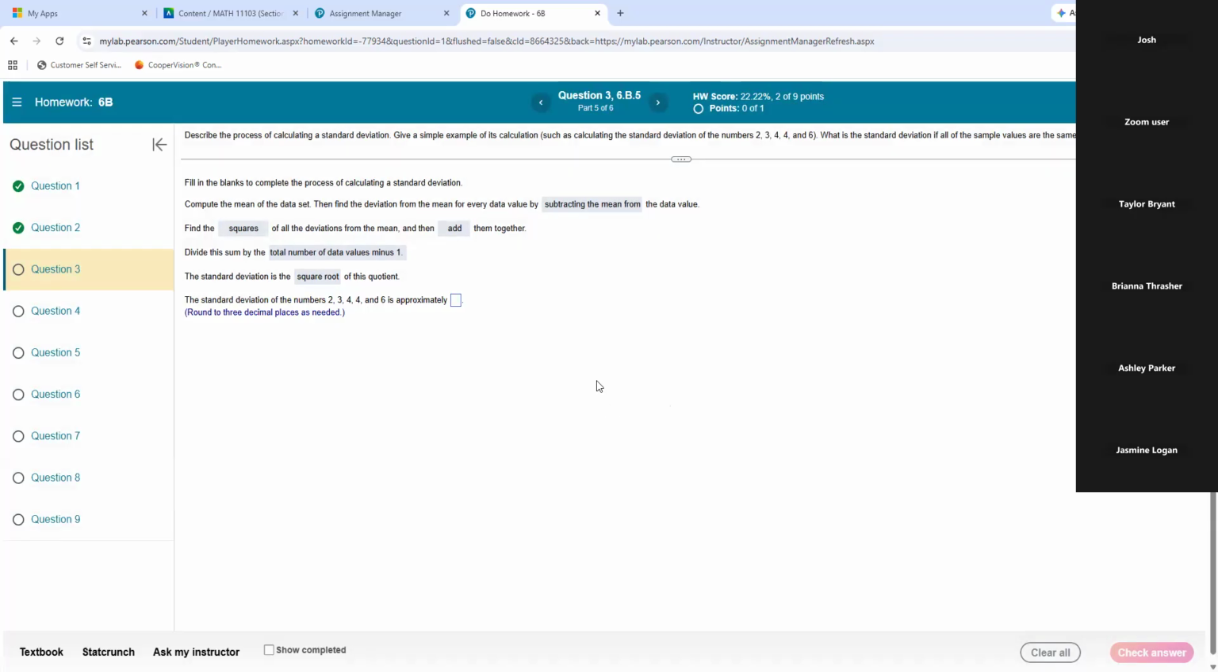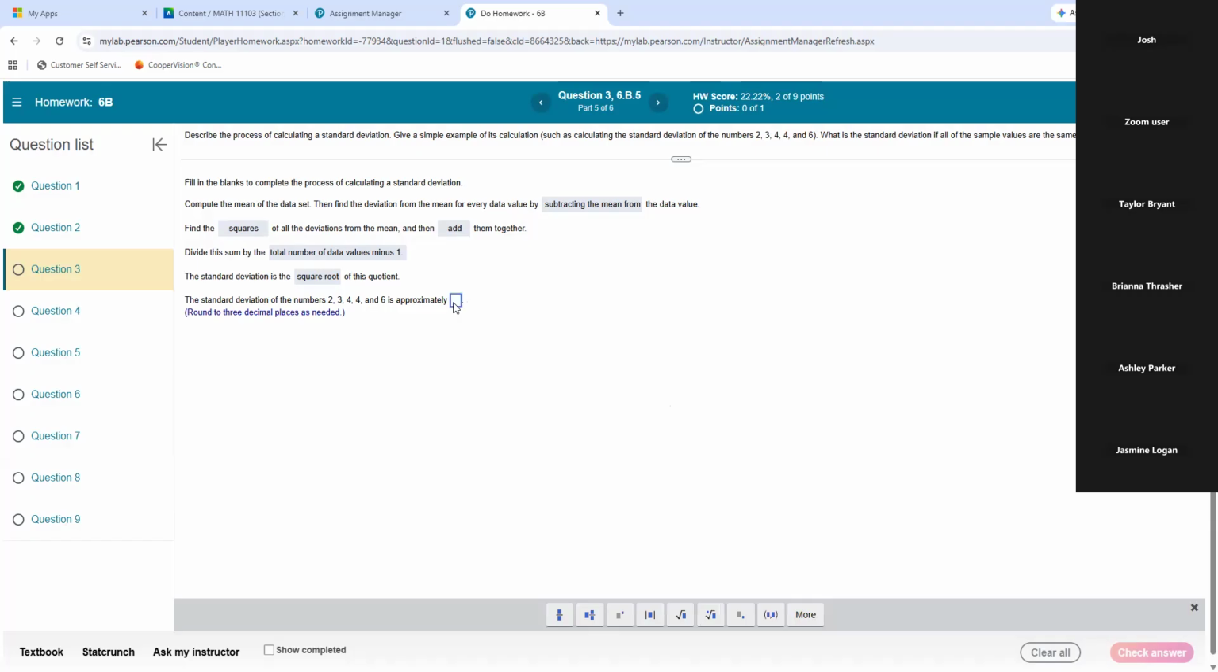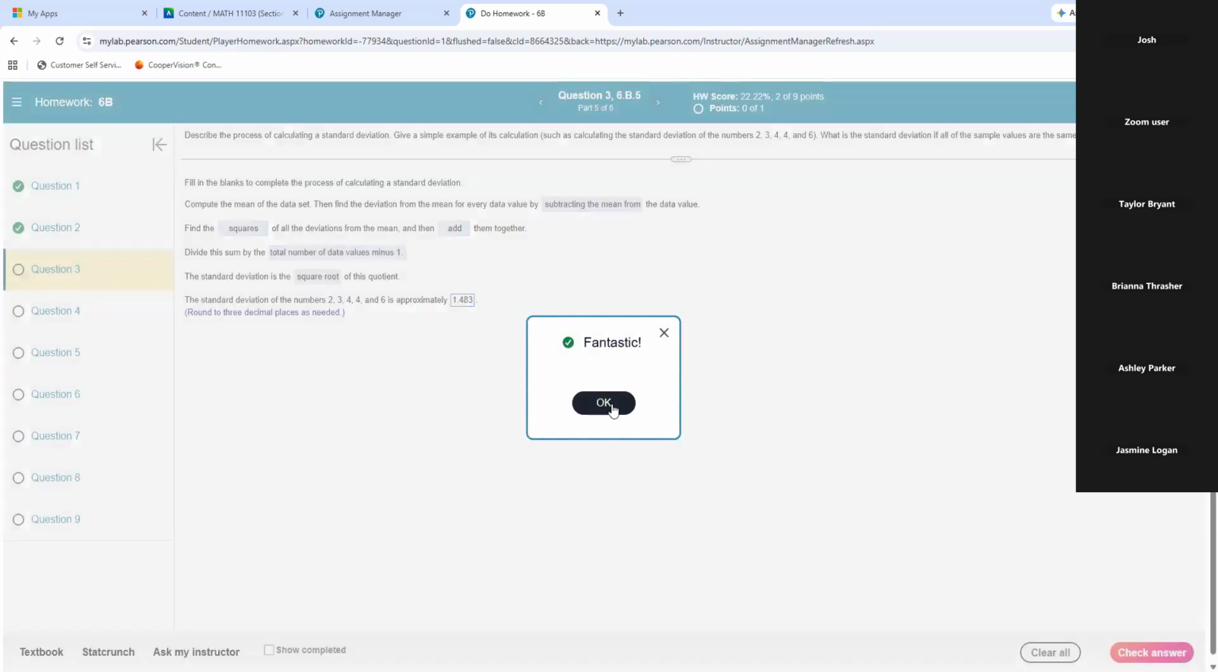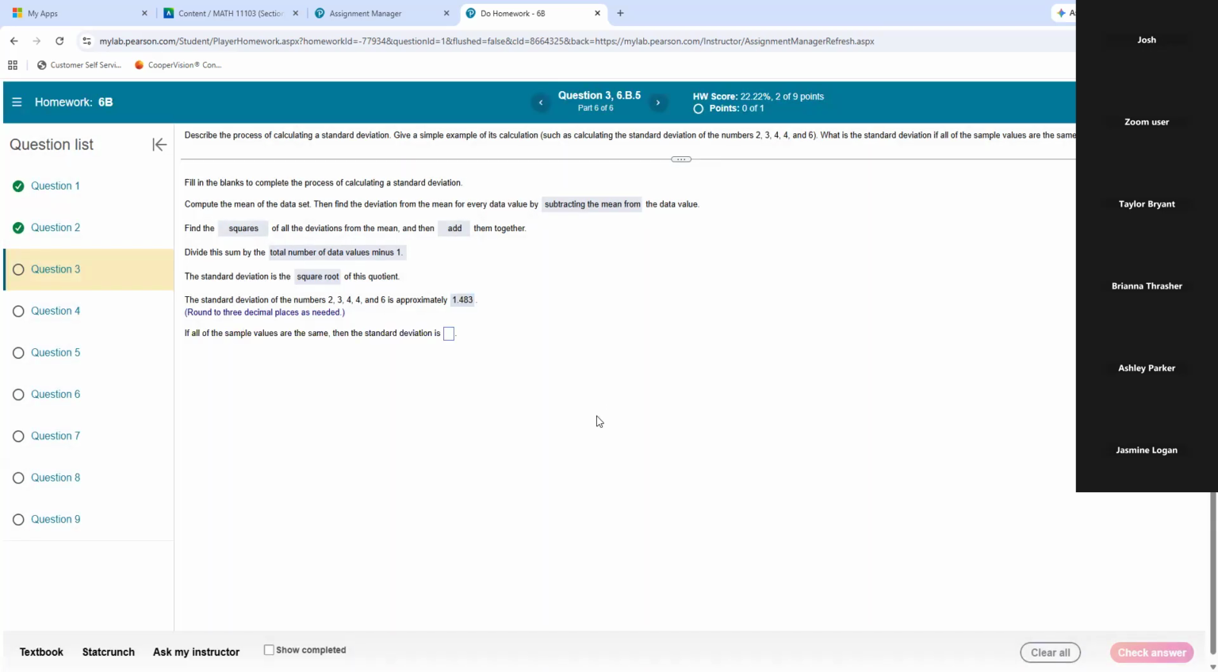All right, y'all, so we did this a while ago. So, oh, they want me to round it to 3 decimal places. So let me see. Let me go back and look at what I had. So I rounded it to 1.48. It had a 3 after it, so that would be 1.483. So y'all think about this.